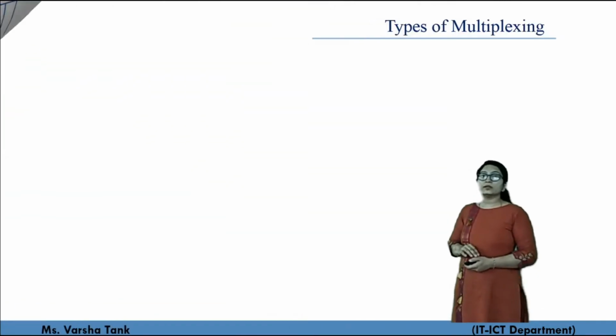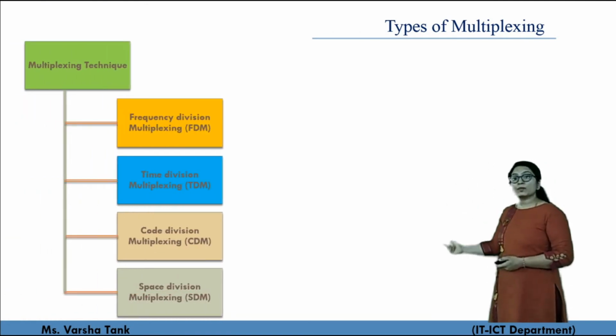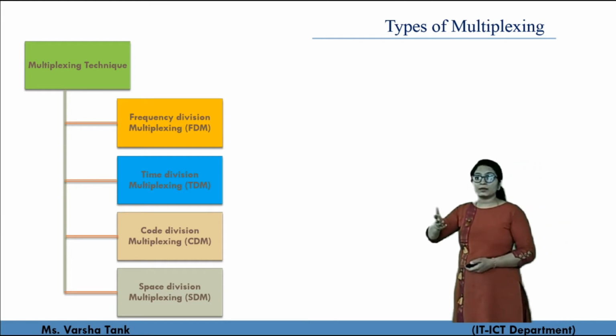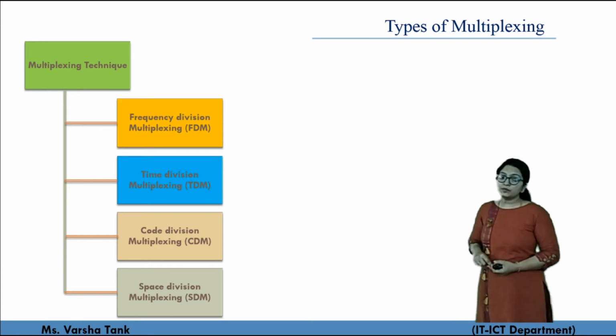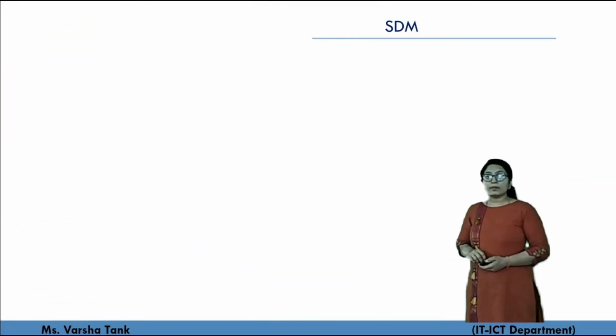Now let's have a look at the types of multiplexing. Here you can see the different types. Multiplexing techniques include frequency division multiplexing, time division multiplexing, code division multiplexing and space division multiplexing. Let's see them one by one.